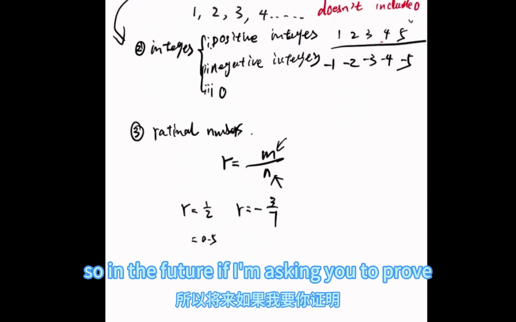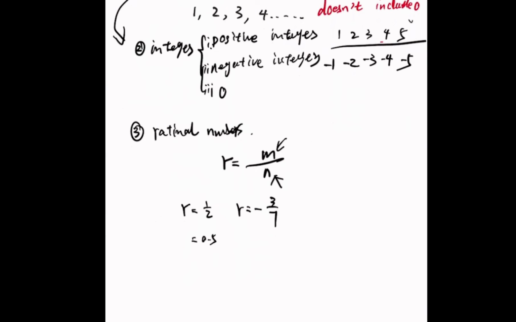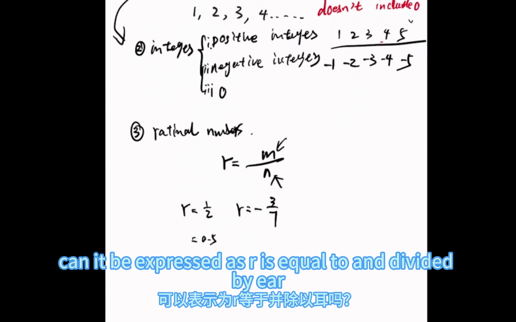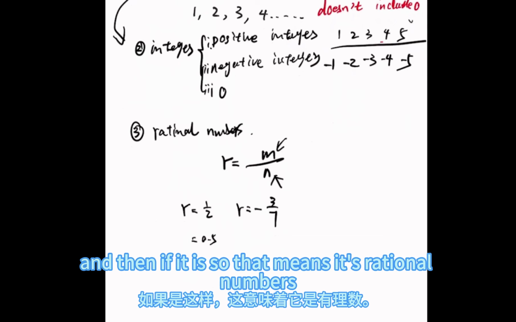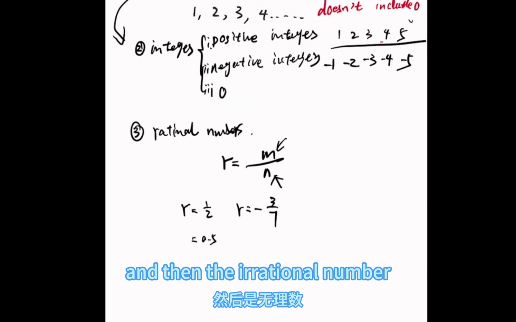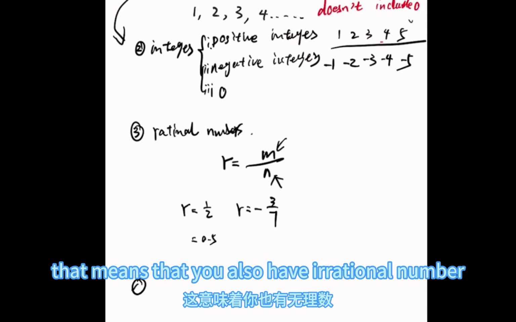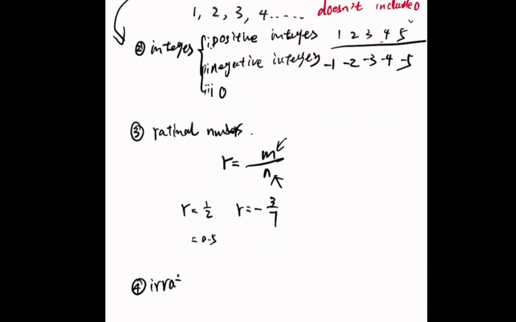So in the future, if I ask you to prove that a number is a rational number, you have to say, can it be expressed as r equals m divided by n? If it can, that means it's a rational number. And if you have rational numbers, that means you also have irrational numbers.